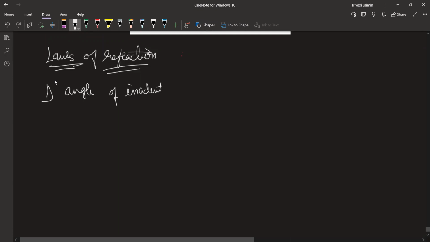Incident ray, normal and refracted ray. Yes, correct. Very good. Okay, that is the law of reflection. So in this one, we can write here like this. It's the same only. Let's write it in some different way.